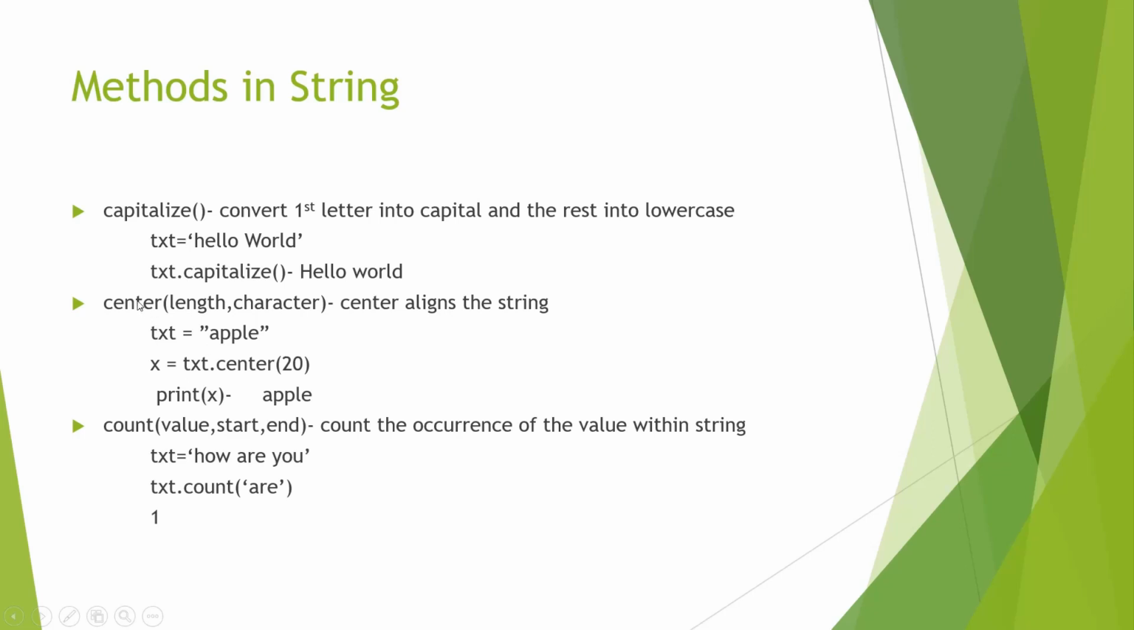Then we have the second method called center, and this is the syntax of it: length and character. Character here is optional, so when we don't specify anything here, by default it takes space. What it does is center align the string within the specified length of space. For example, here the string is apple, so we have specified text.center 20. So this string apple will be center aligned within 20 spaces, as we can see right here.